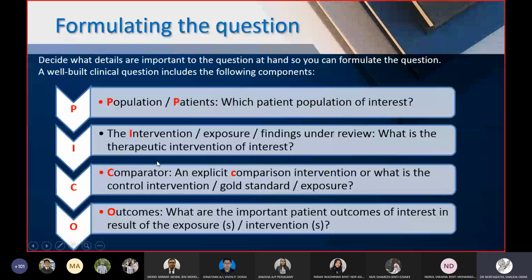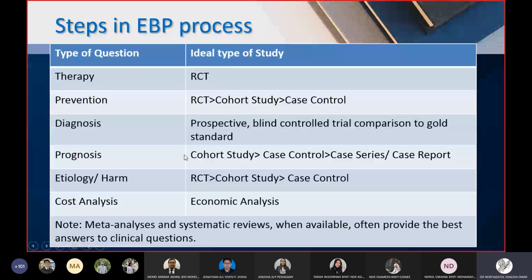And then after you have come up with the question, you find from a reliable source. Okay, the sources of publication or journals, like if it's regarding a therapy question, the ideal type of study is the RCT, randomized control trial. And then if it's prevention, RCT is much better than cohort study and case control. And then if it's diagnosis, you usually find it in a prospective study, blinded control trial comparison to gold standard. Usually, we'll find something that is a comparison to the gold standard.